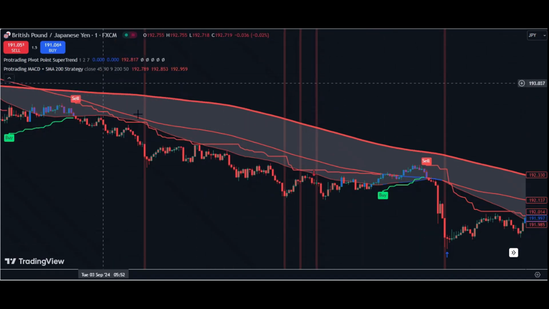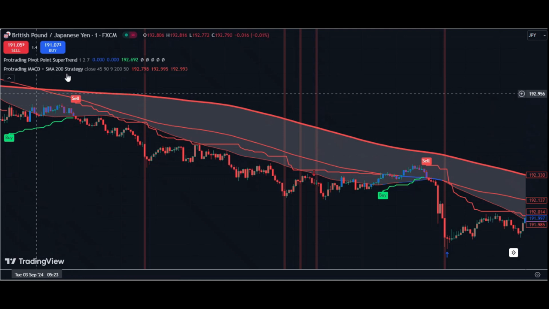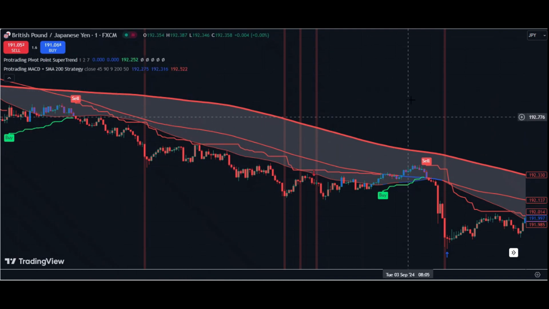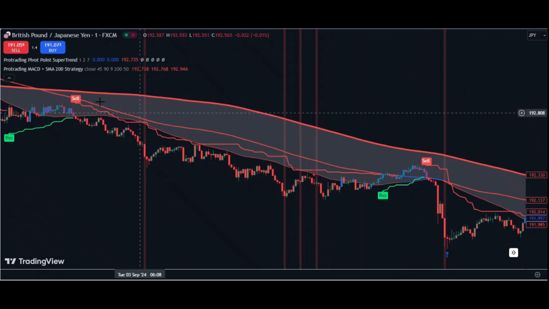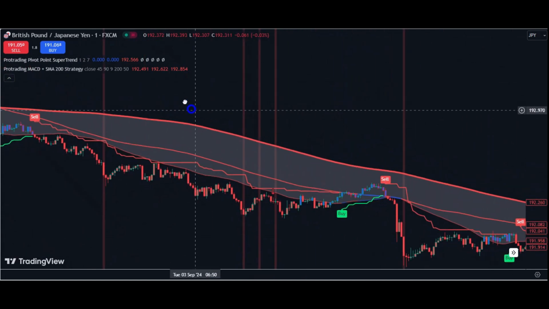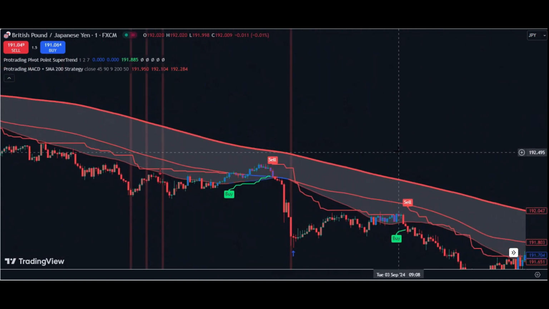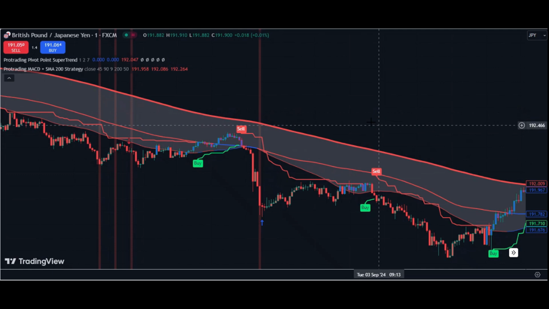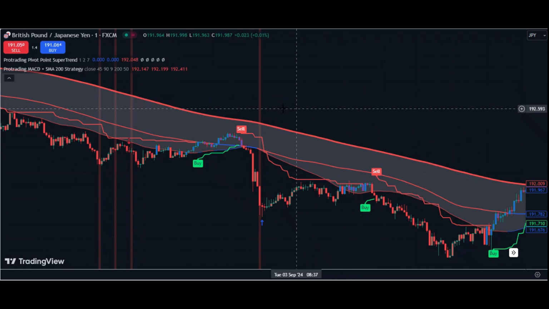Basically, all you need is to open your TradingView. If you don't have a TradingView account, just open a free account. With your free account, you should be able to add two indicators, and for this strategy, there are just only two indicators.